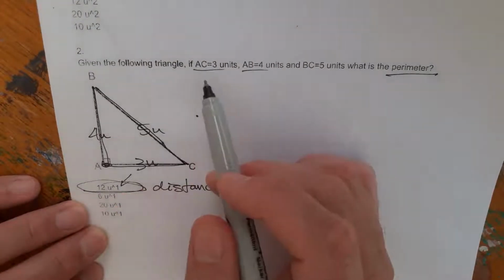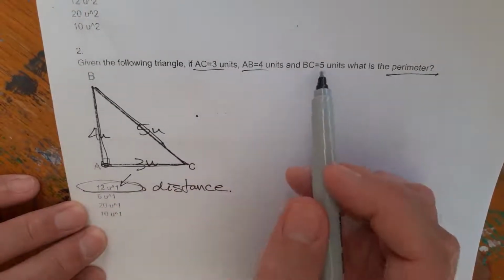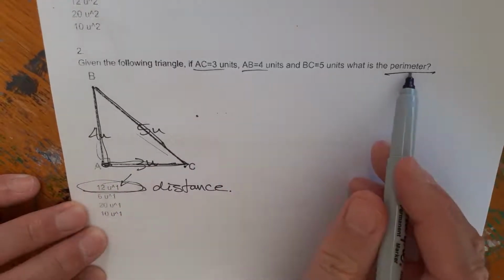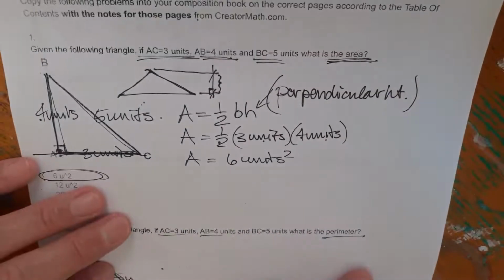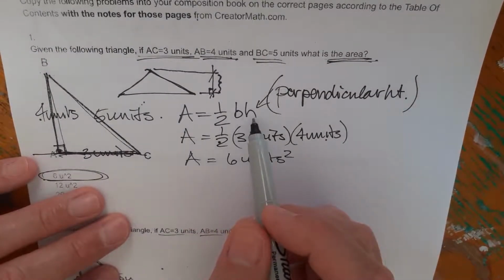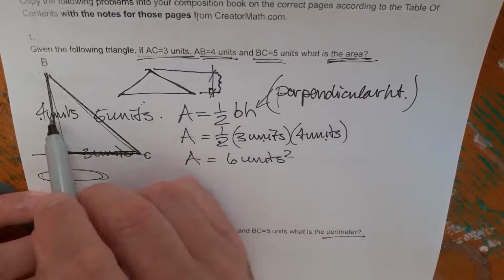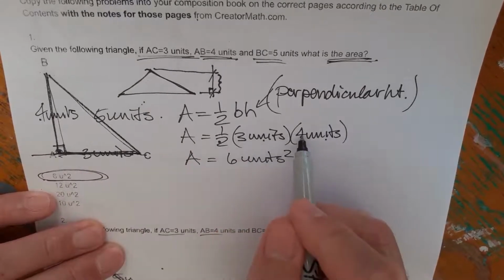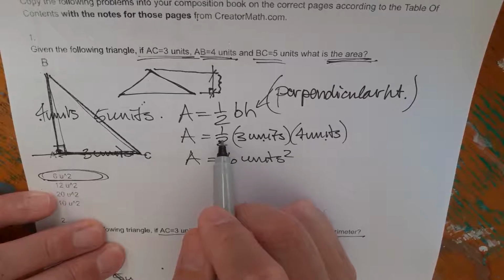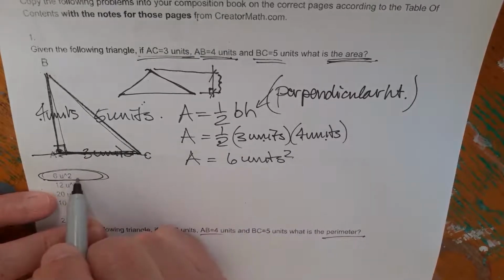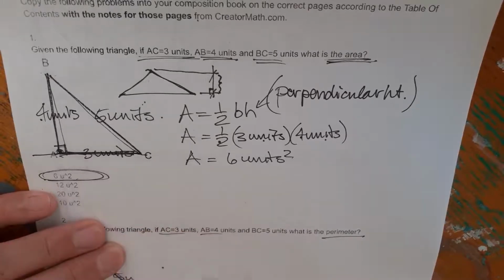Given the following triangle, if AC is 3, AB is 4, and BC is 5, so 3, 4, 5, same dimensions as prior, what's the perimeter? Oh, let's finish the actual calculation here. 1/2 base times height. The base is 3 units. The height is 4 units, perpendicular. 3 times 4 is 12, divided by 2 is 6. Units times units is units squared. 6 units squared.